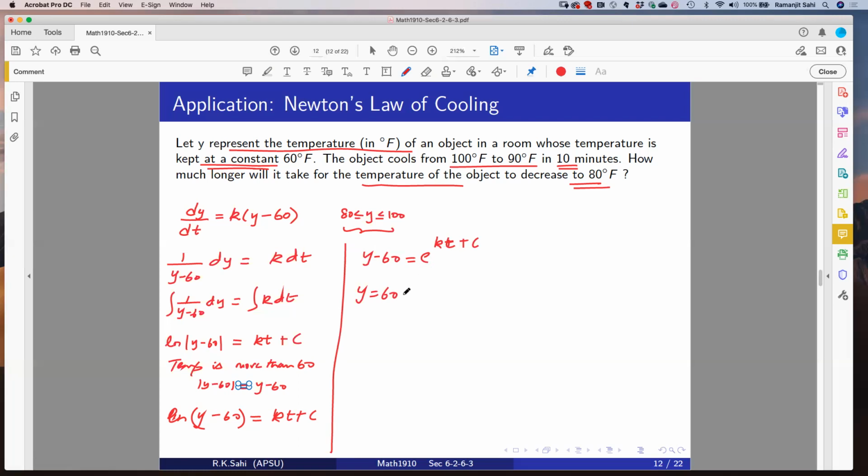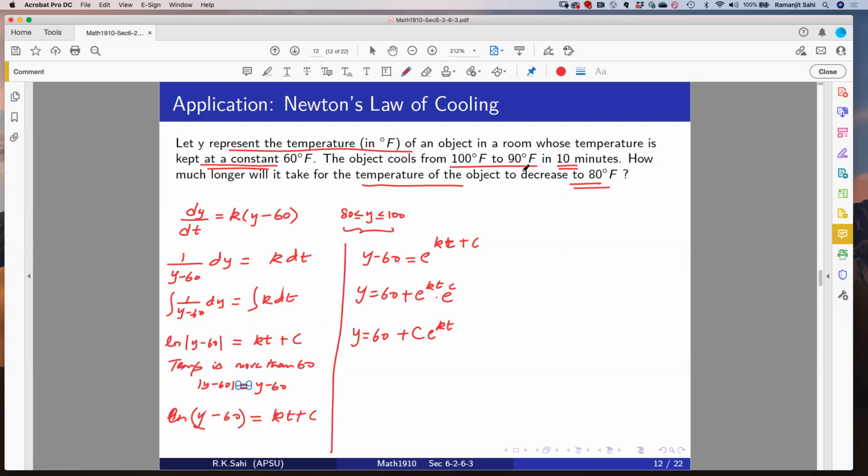Take the 60 to the other side, plus e to the kt times, using the exponential laws, e to the c, which is a constant. A nicer little equation is y equals 60 plus C e to the power kt. Now, to find how much time it will take for the temperature to decrease to 80 degrees, I need to find my C and k, the capital C and the k.